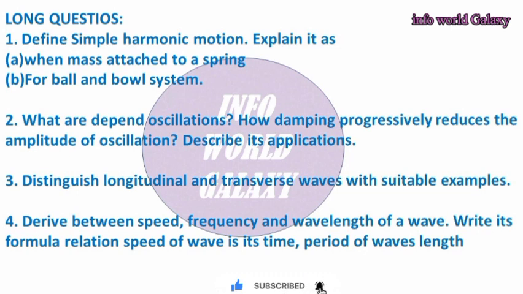2. What are damped oscillations? How does damping progressively reduce the amplitude of oscillation? Describe its applications. 3. Distinguish longitudinal and transverse waves with suitable examples. 4. Derive the relation between speed, frequency and wavelength of a wave. What is its formula? Relation of speed of a wave to its time period and wavelength.